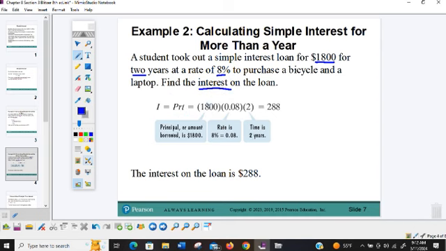Interest is the principal, $1,800, times the rate. Remember, we have to make that a decimal, so we have to move the decimal twice here. It becomes 0.08 times the time in years, and it's 2 years. When you multiply that out, you get $288. That would be the interest on the loan.